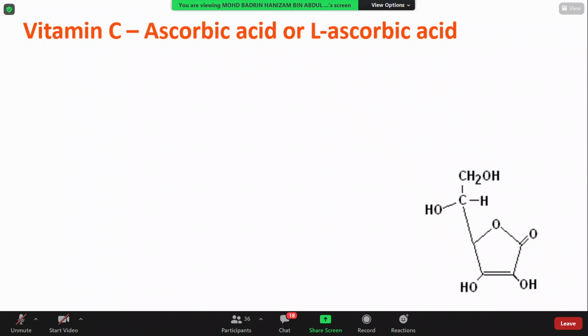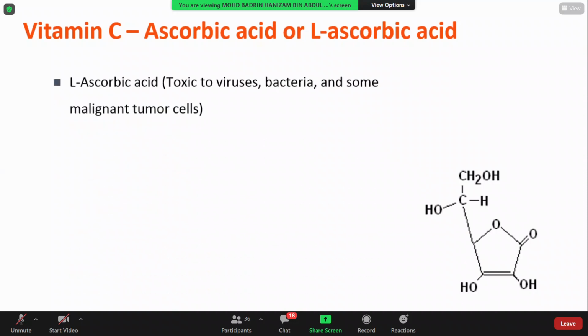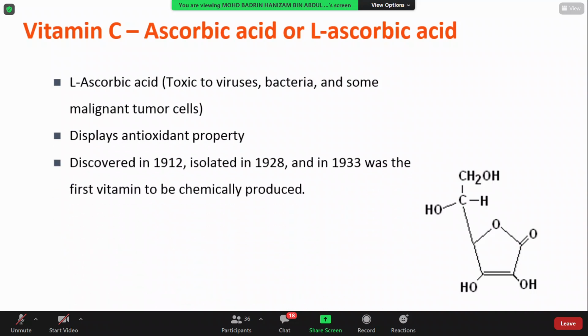When you get a vitamin C supplement, you can read at the back of the bottle. It says ascorbate or ascorbic acid. So L-ascorbic acid is toxic to viruses, bacteria, and some malignant tumor cells, but not toxic to the normal cells. It displays antioxidant properties.